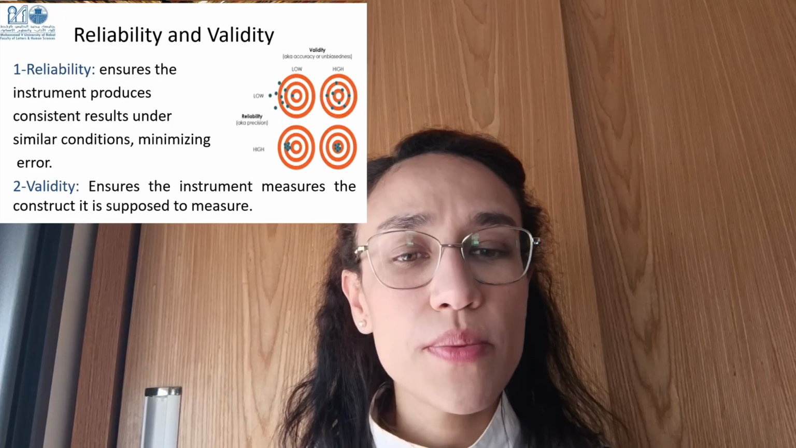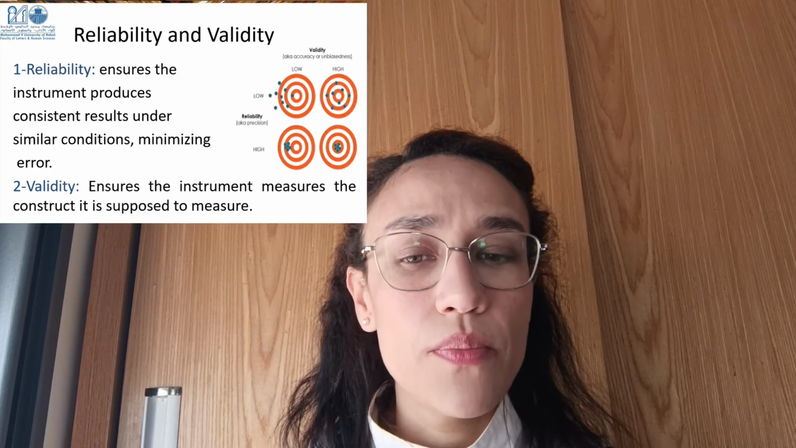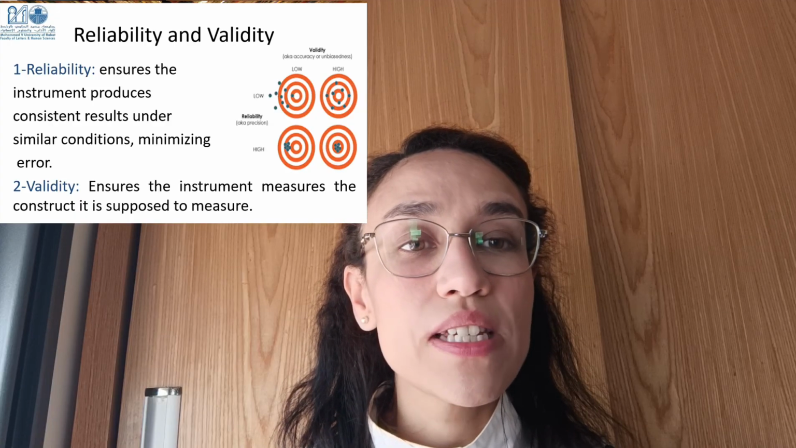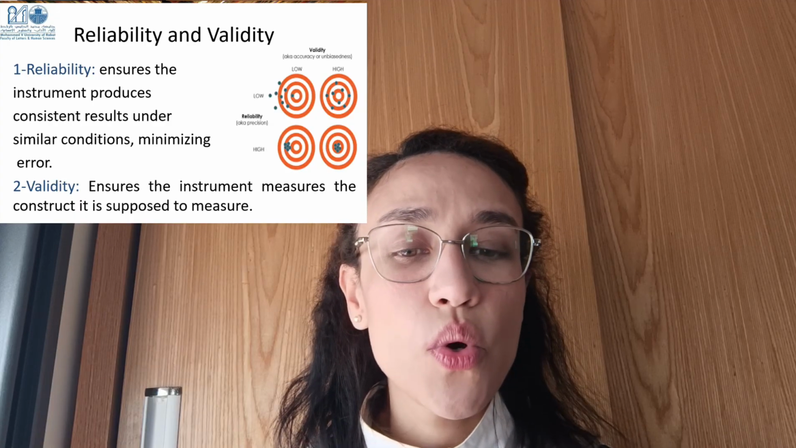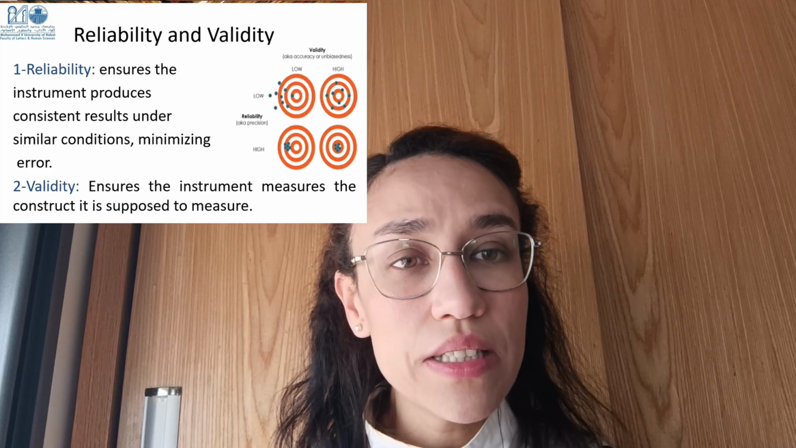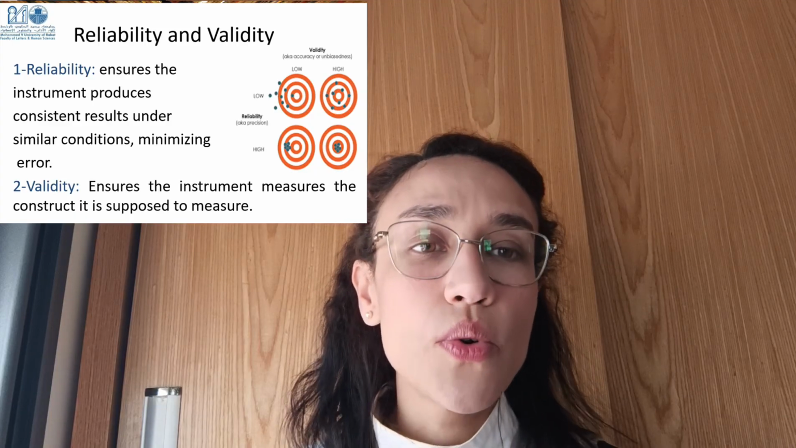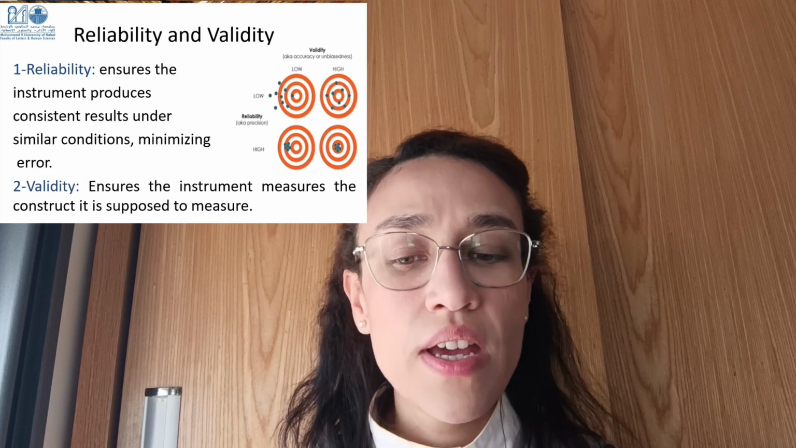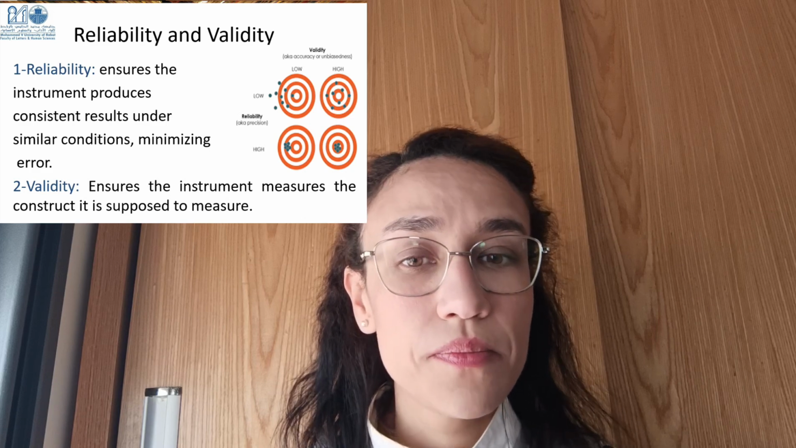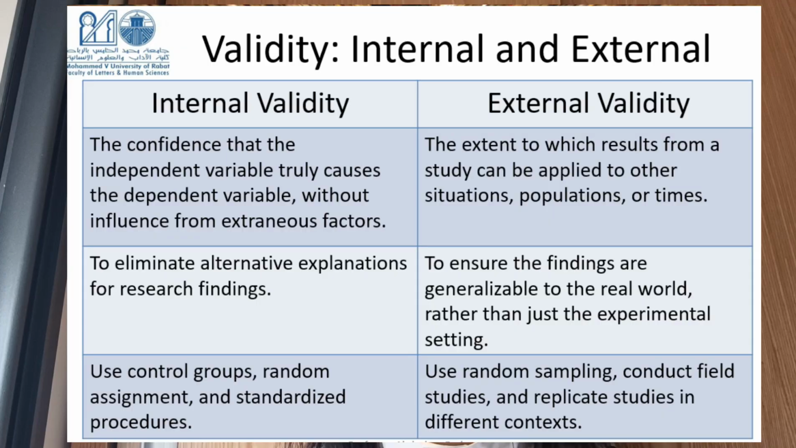Reliability ensures the instrument produces consistent results under similar conditions, which minimizes error. In short, reliability is about consistency, finding the same results over time or across different observations. On the other hand, the notion of validity is about ensuring the instrument measures the constructs it's supposed or aims to measure. In other words, validity is about accuracy. When talking about validity, we need to address internal validity and external validity. Here is a table summarizing what each type of validity concerns.